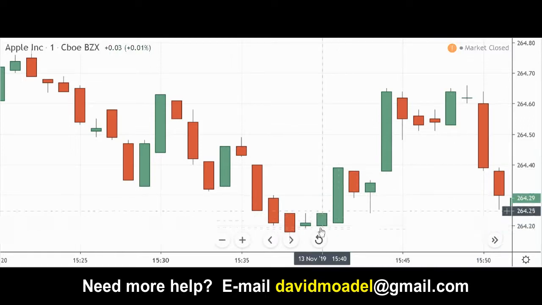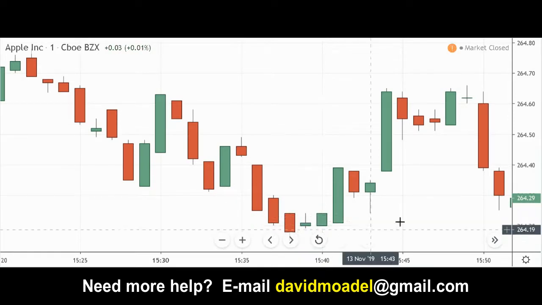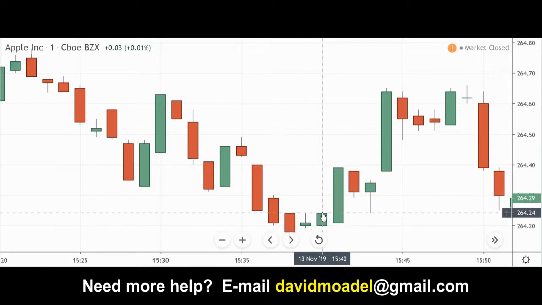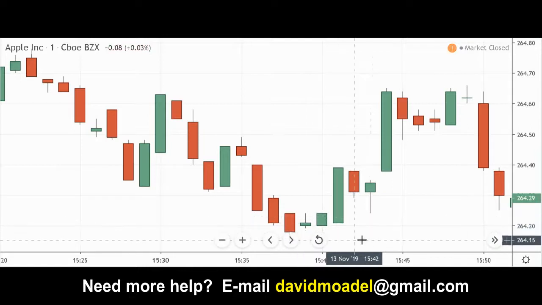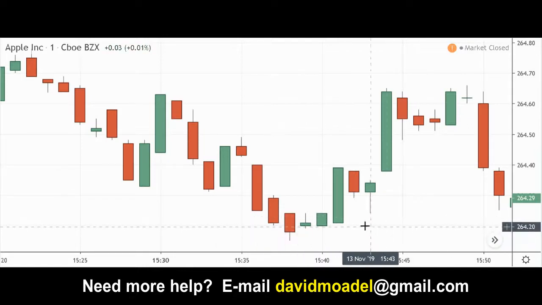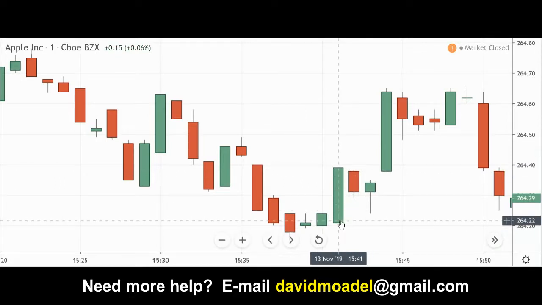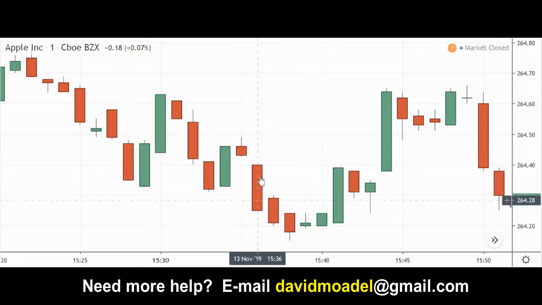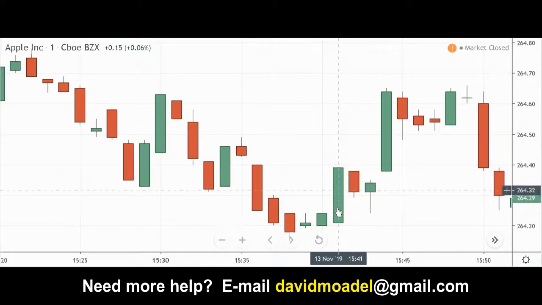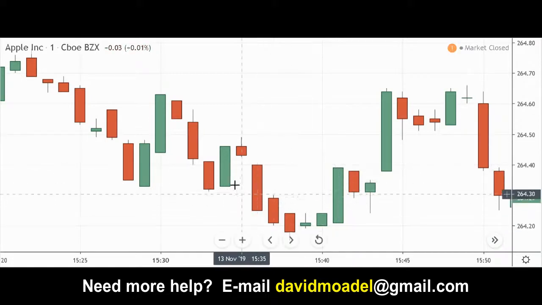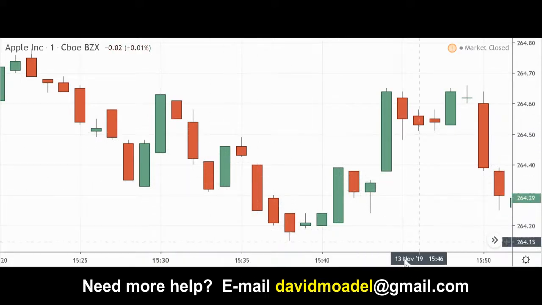Now this one over here, if you can see it, has no wicks, but look how small that body is on the candlestick, okay? So that's not really the Marubozu. We're looking for the longer ones, like this one and this one. And as you can see, there are green ones and red ones. Here's a green one, here's a green one.